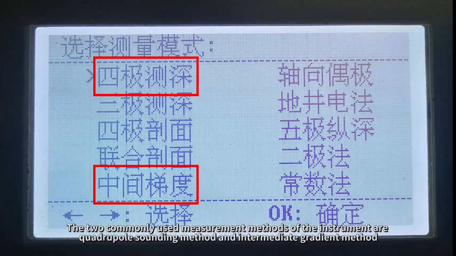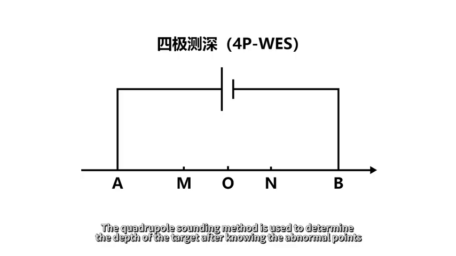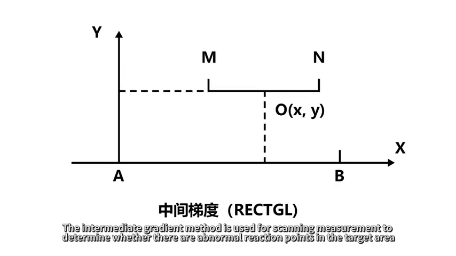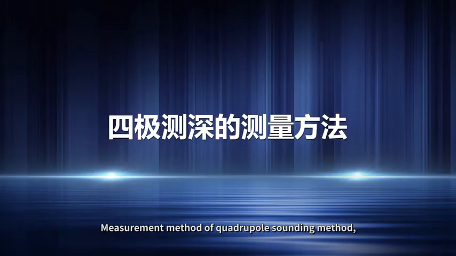The two commonly used measurement methods of the instrument are quadrupole sounding method and intermediate gradient method. The quadrupole sounding method is used to determine the depth of the target after knowing the abnormal points. The intermediate gradient method is used for scanning measurement to determine whether there are abnormal reaction points in the target area. Measurement method of quadrupole sounding method.